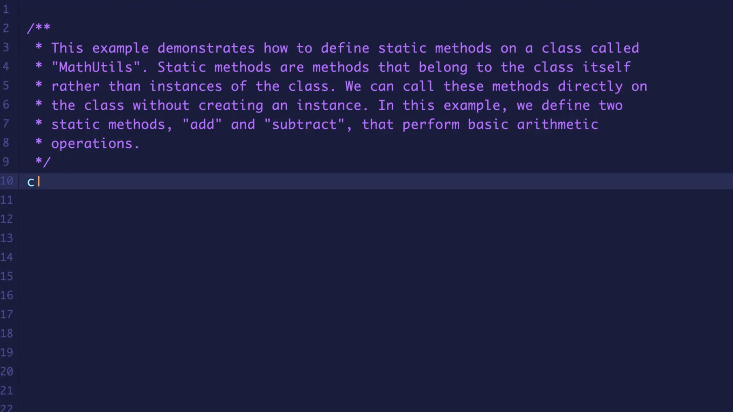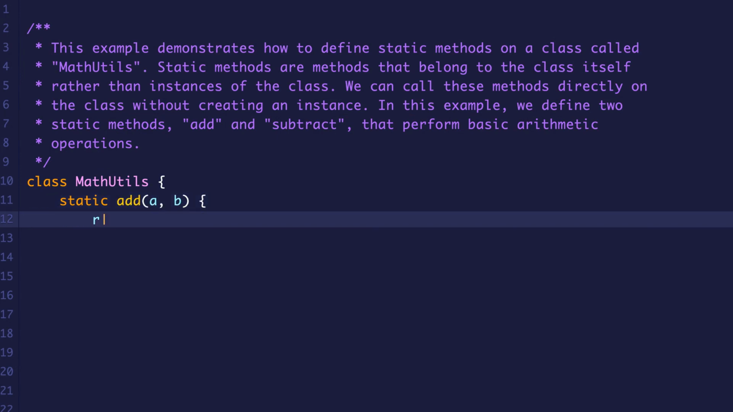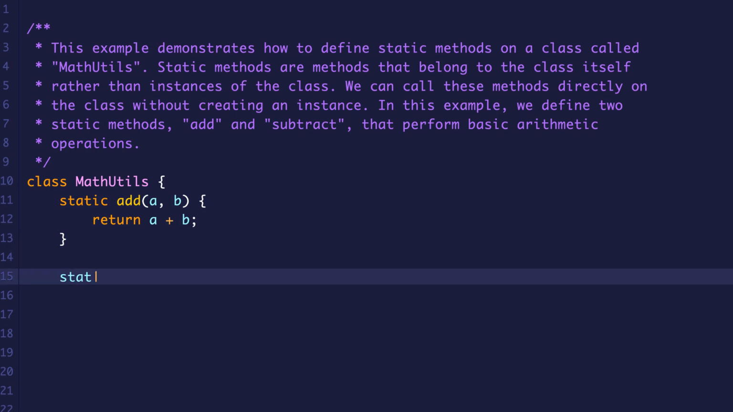Static methods are methods that are defined on a class itself, rather than on its prototype. They can be used to perform operations that are related to the class itself, rather than to a specific instance of the class. This example demonstrates how to define static methods on a class called MathUtils.